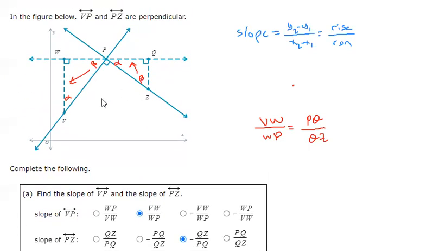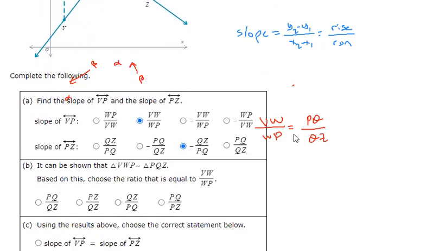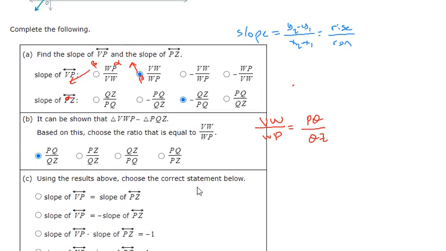So I used my angle chasing to see what angles correspond to each other without really knowing they are similar. We can actually use this angle chasing to see those are two similar triangles. As soon as we know they are similar, we could just write this ratio. It says in part B, it can be shown that this triangle and this triangle are similar, which I just did by angle chasing. And then if that's the case, what is the ratio VW divided by WP equal to? It is PQ divided by QZ. So PQ divided by QZ is the given one, and using this result, we will choose the correct statement.